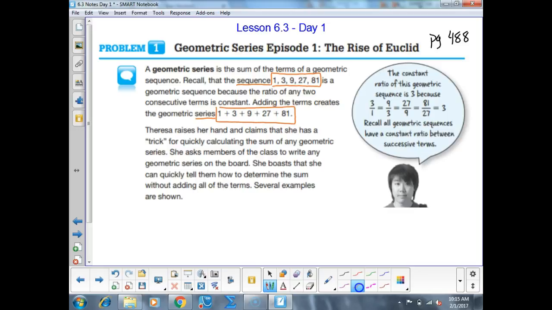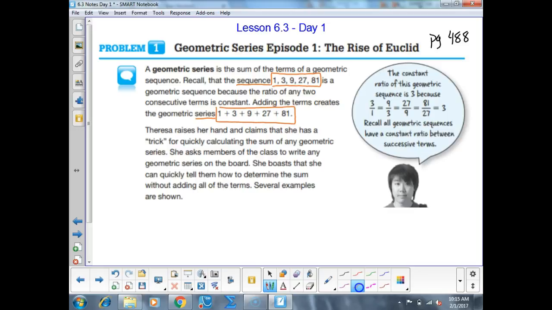So, it's 5 terms. We could probably just add it up, right? 1 plus 3 is 4, plus 9 is 13, plus 27 is 40, plus 81, 121. So the sum of that geometric series is 121, right?